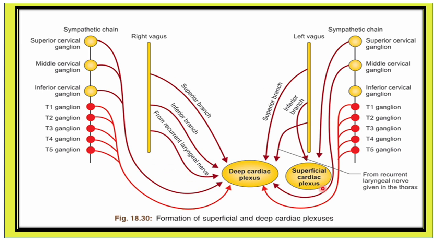So this is the diagram that explains in brief the deep cardiac plexus and its branches, and the superficial cardiac plexus and its branches. This will be explained in detail in the upcoming slides.